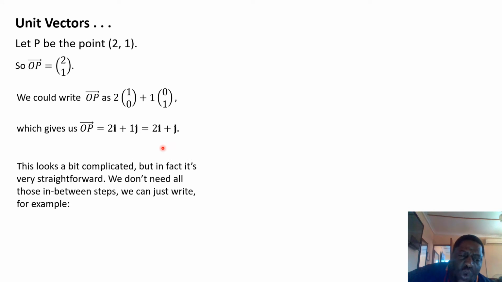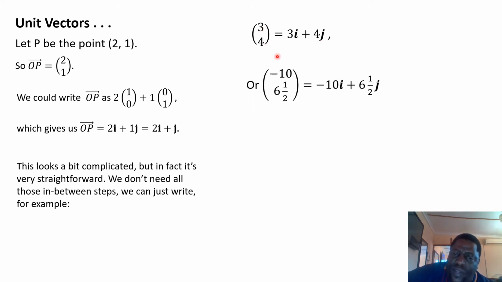So in short, all that you need to do is just look at your components. 3 on top, that means 3i plus 4j. That's how you write it if you want to write it in base vector form. Negative 10, 6.5 can become negative 10i plus 6.5j. So if the question in the exam asks you to give your answers as base vectors, then you give your answers as base vectors. If the question asks you to give the answer as a column vector, then you give it in column vector form.